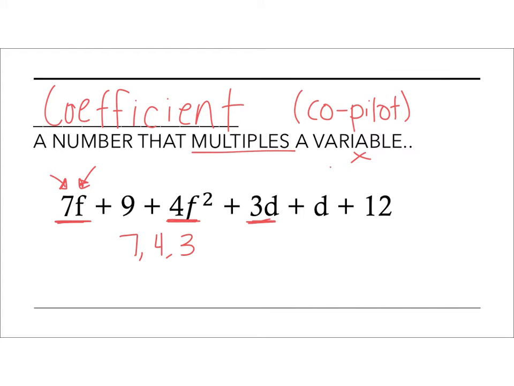However, in front of this letter D right here is an imaginary 1. We don't always write it. Sometimes we would write it as 1D, but sometimes we could just write it as the variable D. So I do have one more coefficient, which would be a 1, right in front of that variable D. So that's actually all of our coefficients in this example. We'll talk about what the 9 and the 12 are on the next slide.